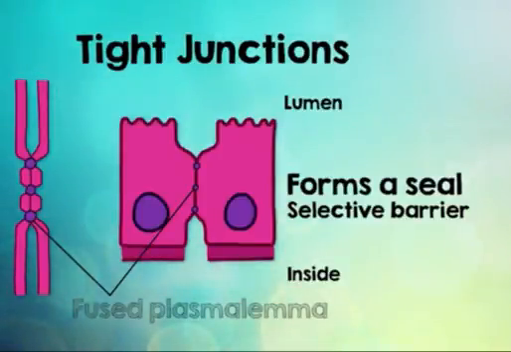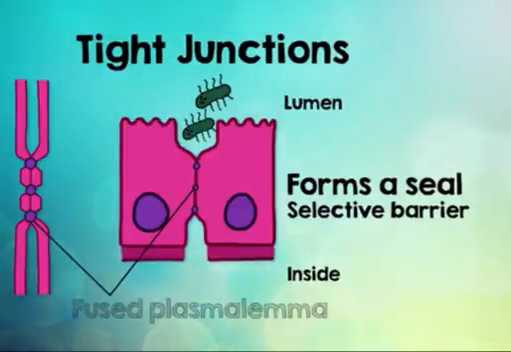Tight junctions can be found in the epithelium that lines your intestine. As you can see in this diagram, when there are tight junctions present, bacteria are unable to pass between the cells and enter the body. If we didn't have these tight junctions, then the cells would not be tightly held together, and the bacteria would easily be able to pass between them and enter the body.